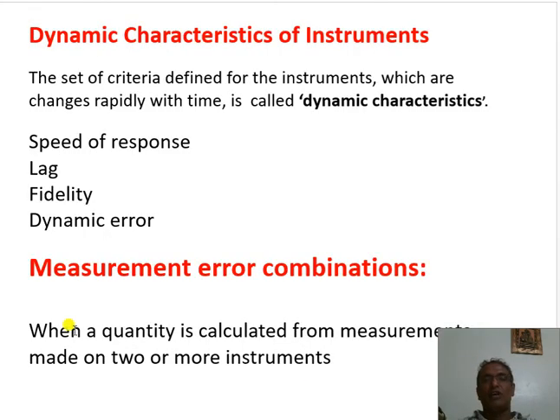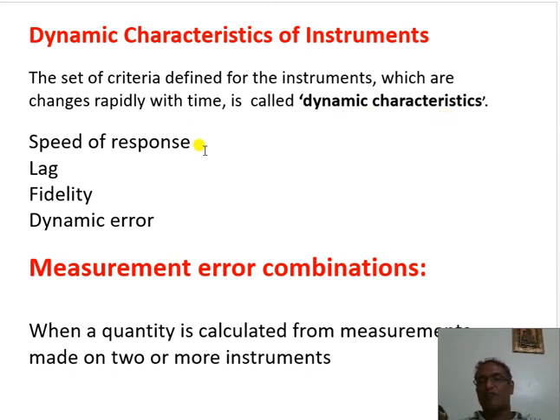Next one, dynamic characteristics of instruments. These are a set of criteria defined in the instrument which change rapidly with respect to time, and are called dynamic characteristics. Previously what we studied was static characteristics, which do not change with respect to time. But in dynamic characteristics, they change with respect to time.